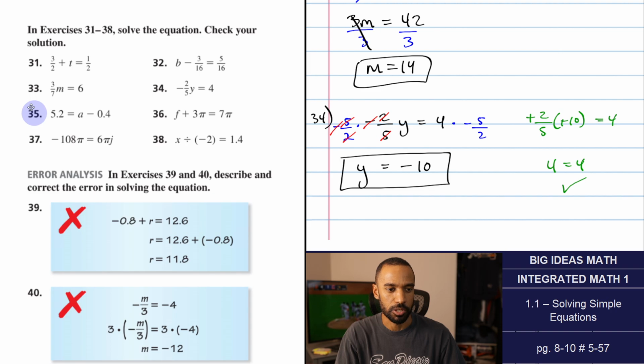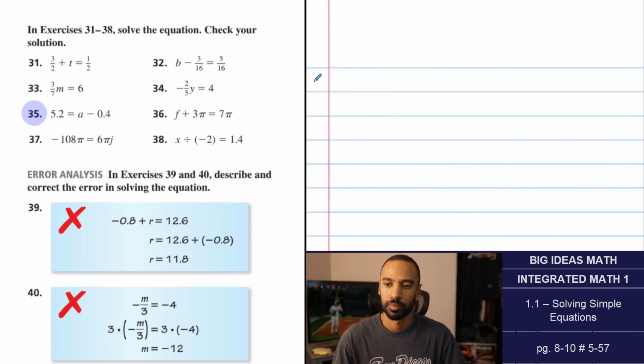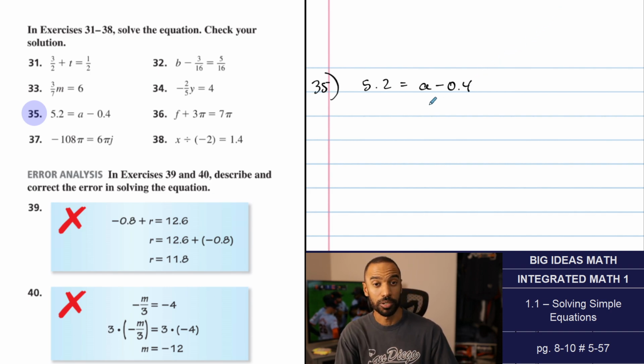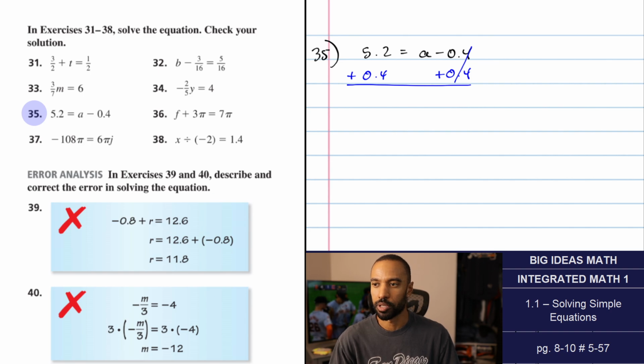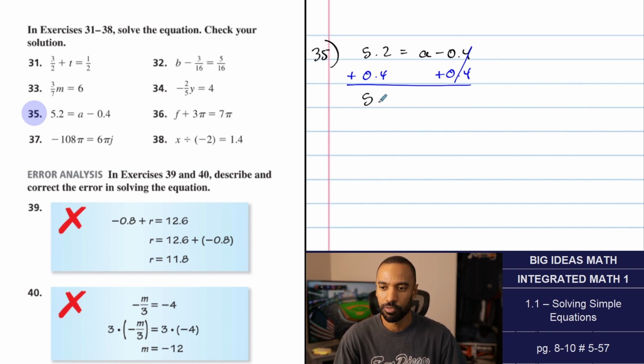We're now going to deal with the decimal situation, number 35. On number 35, we have 5.2 equals a minus 0.4. No change in procedure. Something is subtracting from a, so we'll add to both sides. We have to do 5.2 plus 0.4. It's like 52 plus 4, only there's a decimal there. It's 56 with the decimal. A equals 5.6.